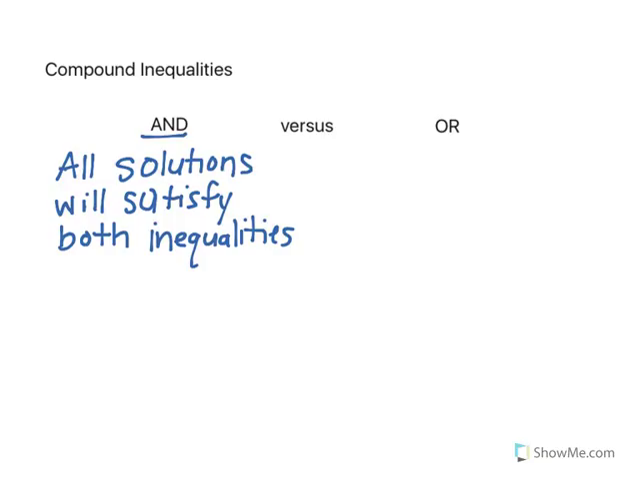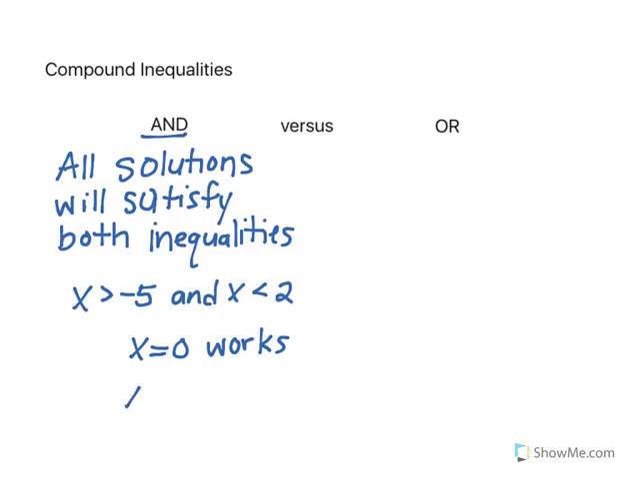Okay. So if you had something like x is greater than negative 5 and x is less than 2, the number 0 would work. Because x equals 0 is both bigger than negative 5 and smaller than 2. A number like x equals 4 does not. And that's because, well, 4 is bigger than -5, 4 is not also smaller than 2.